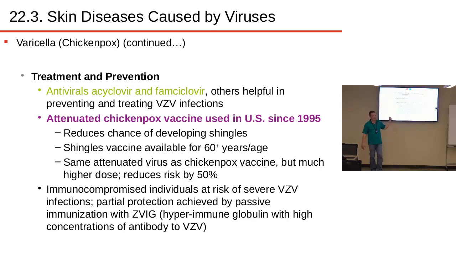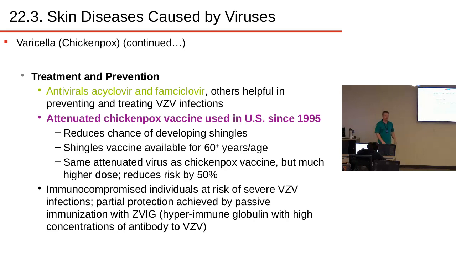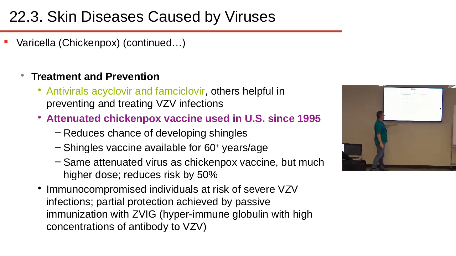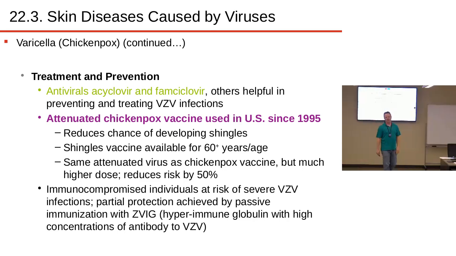Now, flu, not so much, right? Flu is subunits. It's actually just pieces and parts. Sometimes we use these attenuated strains because they give us a better response in the immune system versus taking pieces and parts of it. Shingles vaccine is available for 60 years and older. Essentially, it's the same vaccine. We just suggest it to older adults.